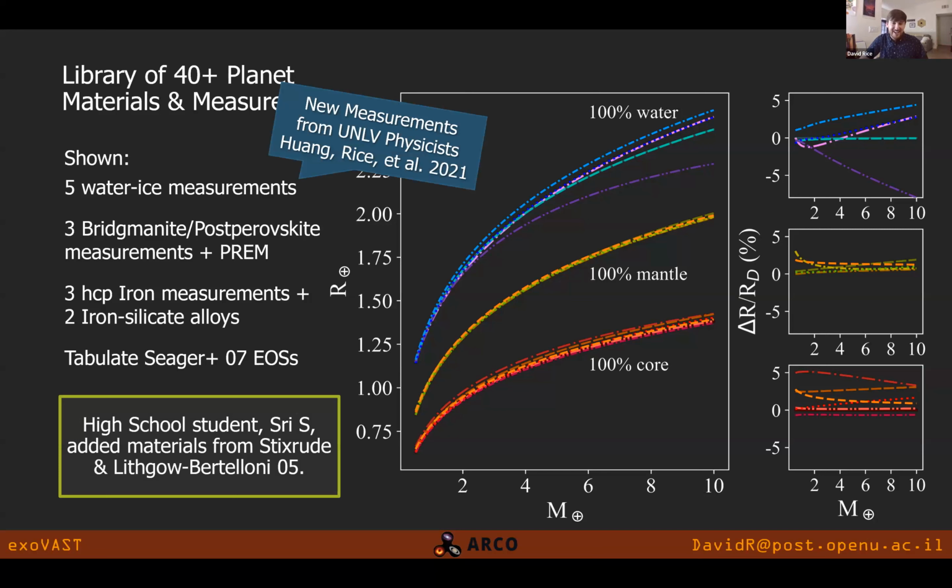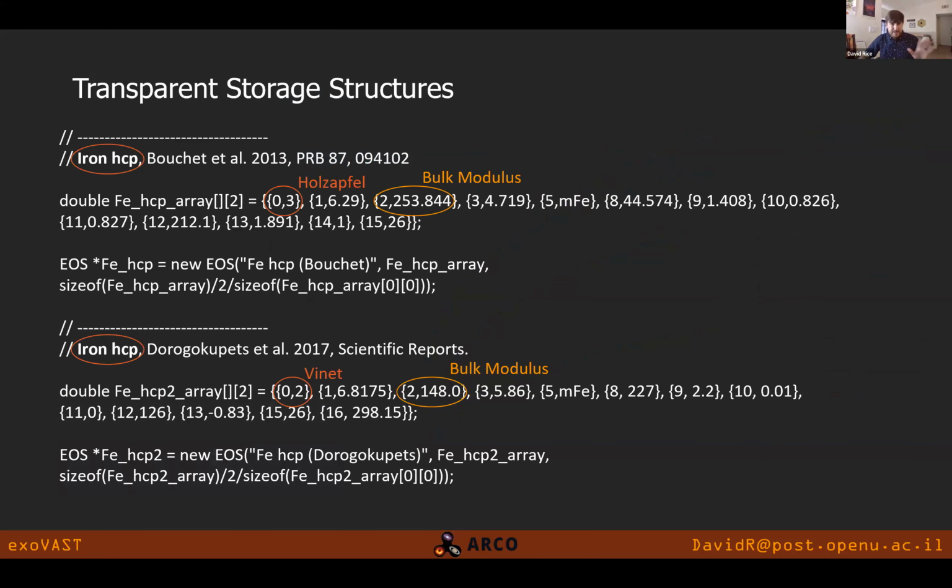He's applying, but he added all the materials from Stixrude and Lithgow-Bertelloni 2005, which is this massive table of mantle materials. He's added those all to the code. So this is a big library we have that you can easily swap equations of state in and out of your phase diagram, changing it to see how this planet responds to these different measurements. And I just wanted to show this is the only code I'm going to show. Then it's back to all graphs.